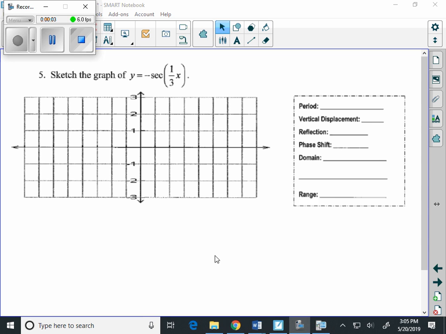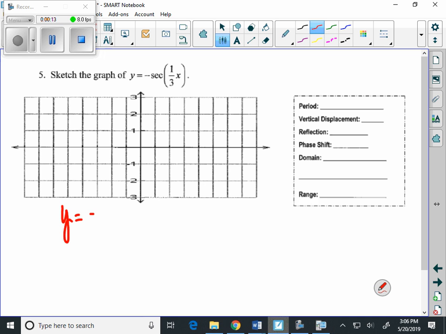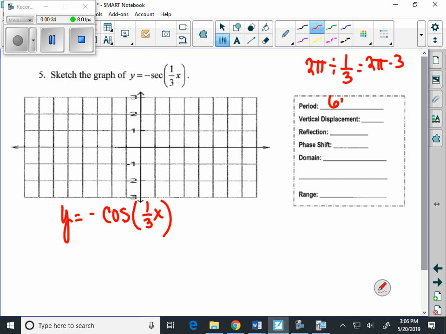Sketch the graph of y equals negative secant of 1/3 x. So the first thing to remember when we're graphing this is we're going to be graphing starting with y equals negative cosine of 1/3 x. So we look over here in our table, and to find the period, we are going to do 2 pi divided by 1/3, which is 2 pi times 3, 6 pi.